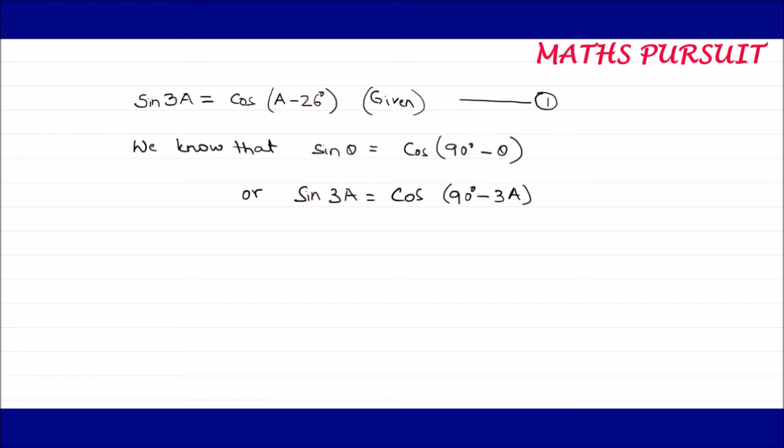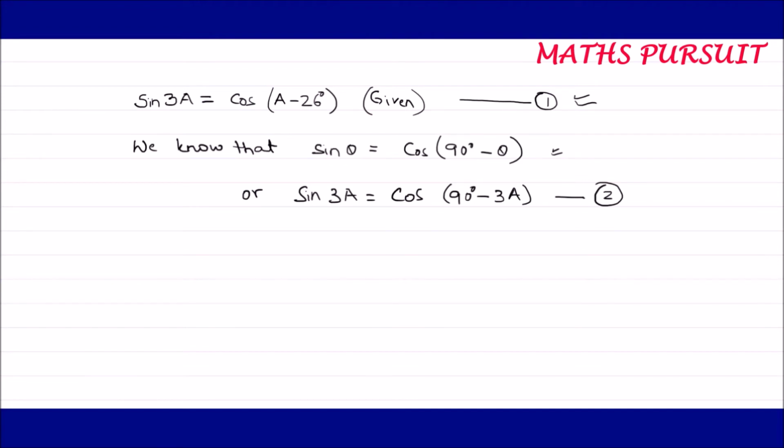So you could see that we got sin 3a is equal to cos (90 degree minus 3a). Let us make it as equation 2. So what I did, this is the given expression, sin 3a is equal to cos (a minus 26 degree), which I considered as equation 1. And then we know that sin theta is equal to cos (90 degree minus theta), so sin 3a is equal to cos (90 degree minus 3a), and I considered that as equation 2.